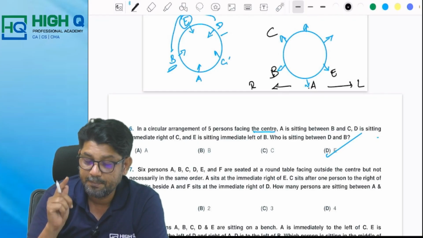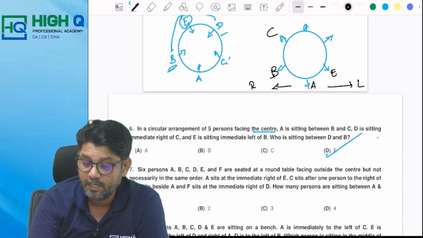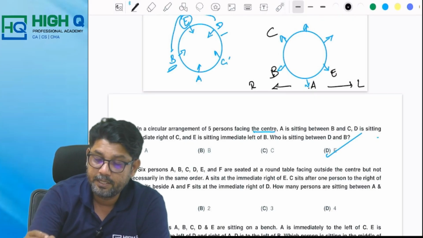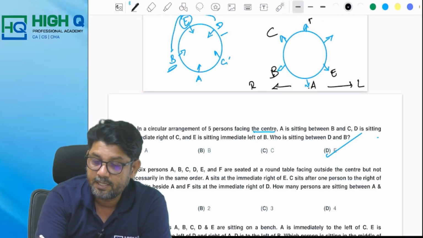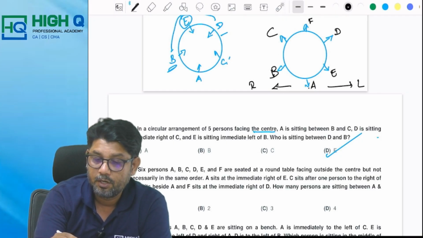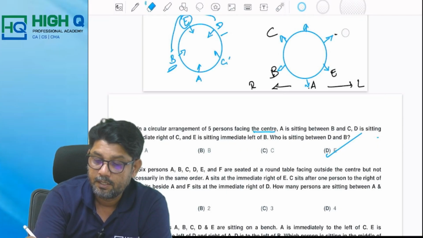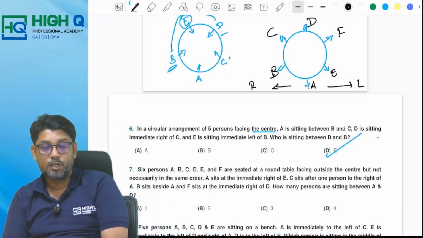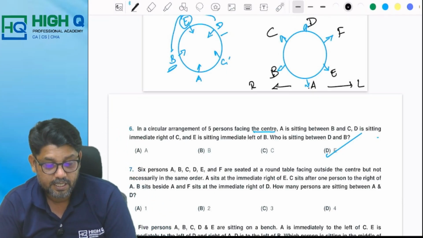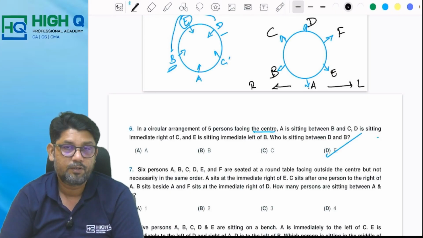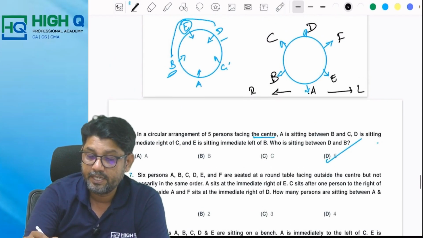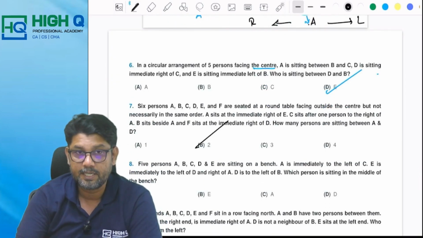And F sits at the immediate right of D. Now listen here. F sits immediate right of D. So I hope F is here, D is here. Am I right? I don't think this is right. Sorry, D is here, F is here. Now this is correct. Now what is the question? How many persons are sitting between A and D? Between A and D, there are two persons sitting. Option B is the right answer.